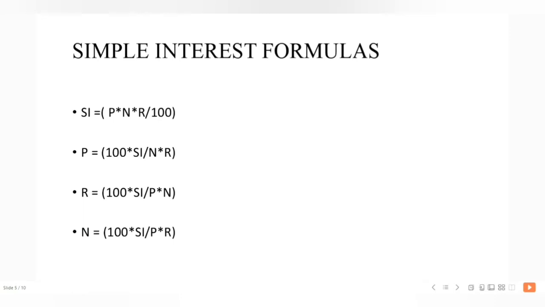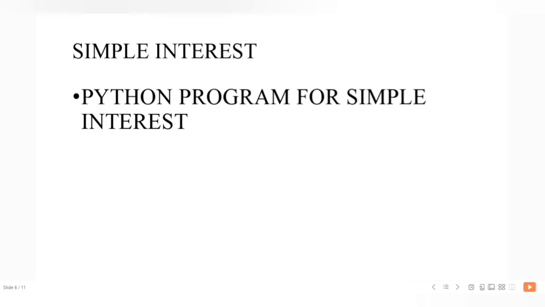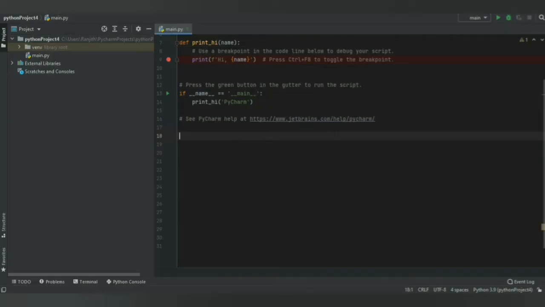There are four formulas available in simple interest, and they will ask four types of questions. First one is find the simple interest, then find the principal amount, find the rate of interest, and last one is find the number of years. Now we are going to see how to write the program.